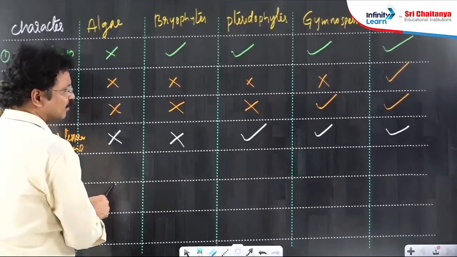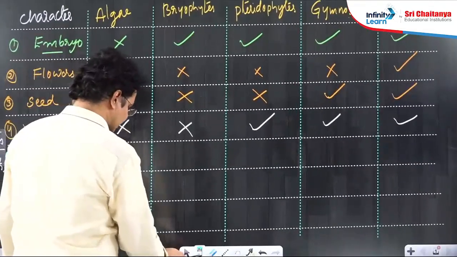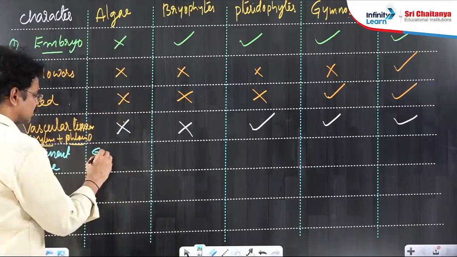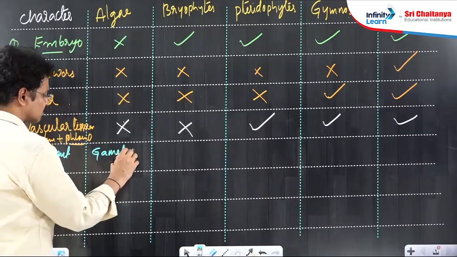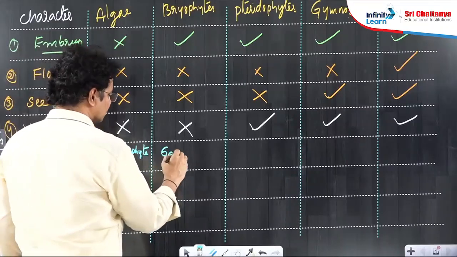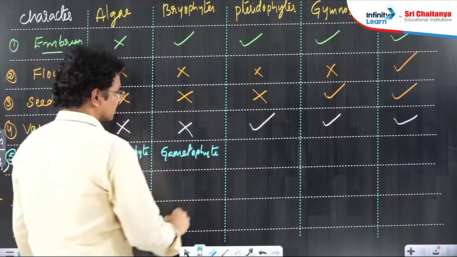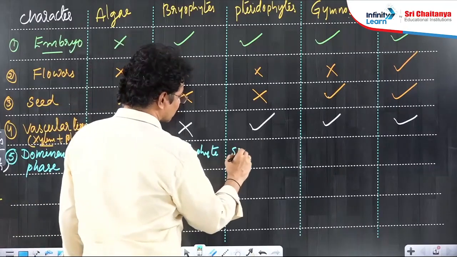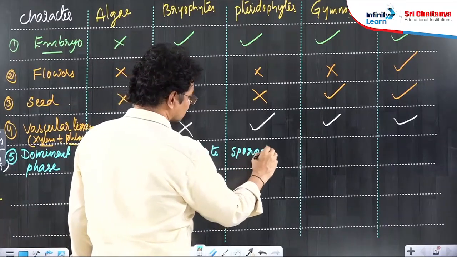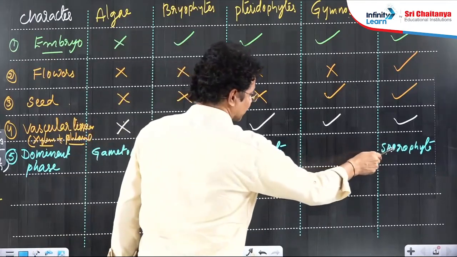In algae, the dominant phase or independent phase is gametophyte. Gametophyte is the dominant. In bryophytes also, gametophyte is the dominant. From pteridophytes onwards, sporophyte is dominant. In gymnosperms and angiosperms also, sporophyte is dominant.